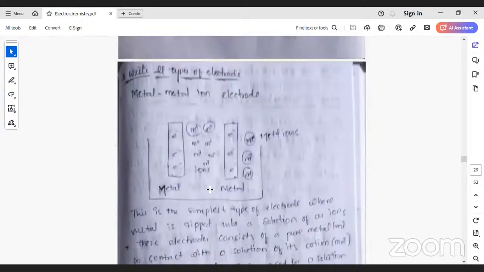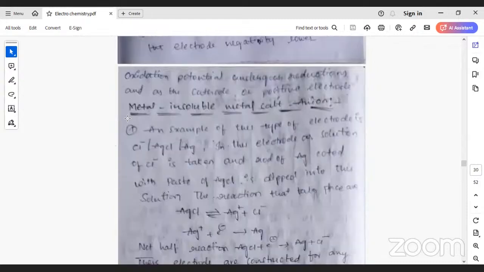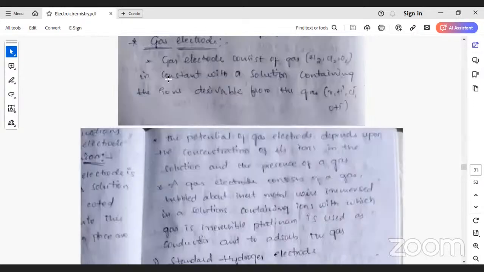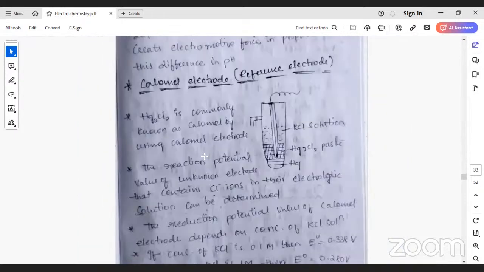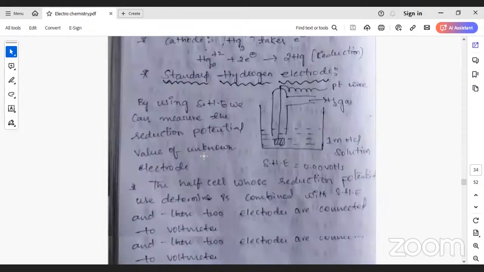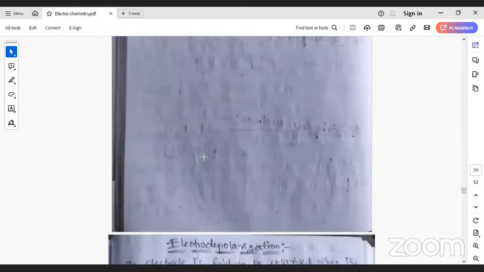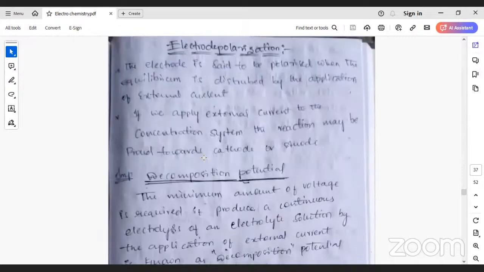These are the types of electrodes. Metal ion electrode, metal insoluble salt anion electrode, gas electrode, then glass electrode, then calomel electrode, then standard hydrogen electrode, then quinhydrone electrode. You have to read these things. Go through the types of electrodes: how many types there are, what they are, and how the various types of electrodes are constructed.